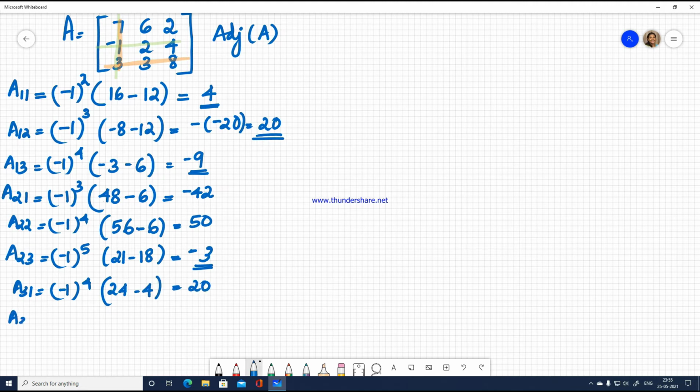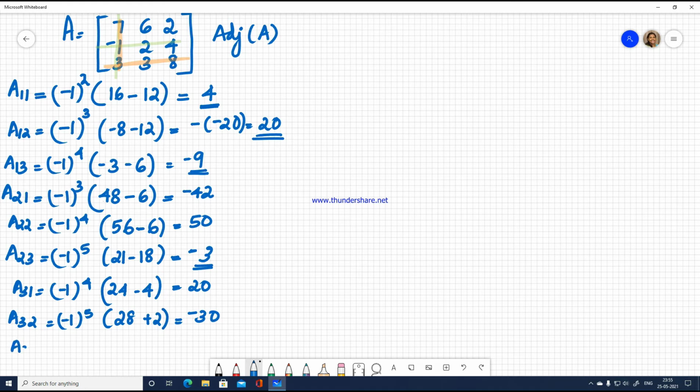Then A32 is equal to (-1) raised to 5. So you cover this column and the row. It is 28 minus of -2, that is +2. You'll get it as 30, minus 30.